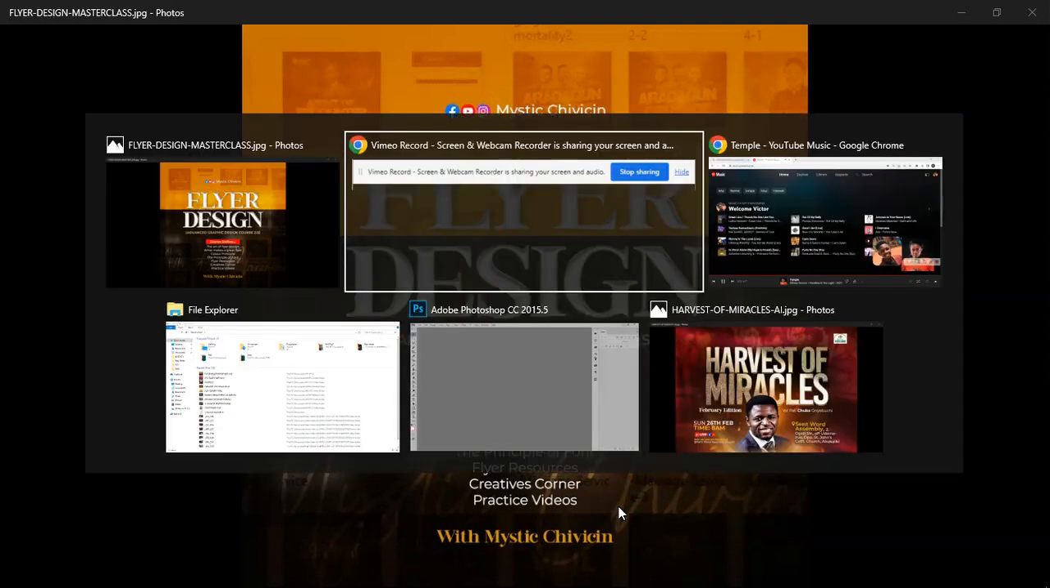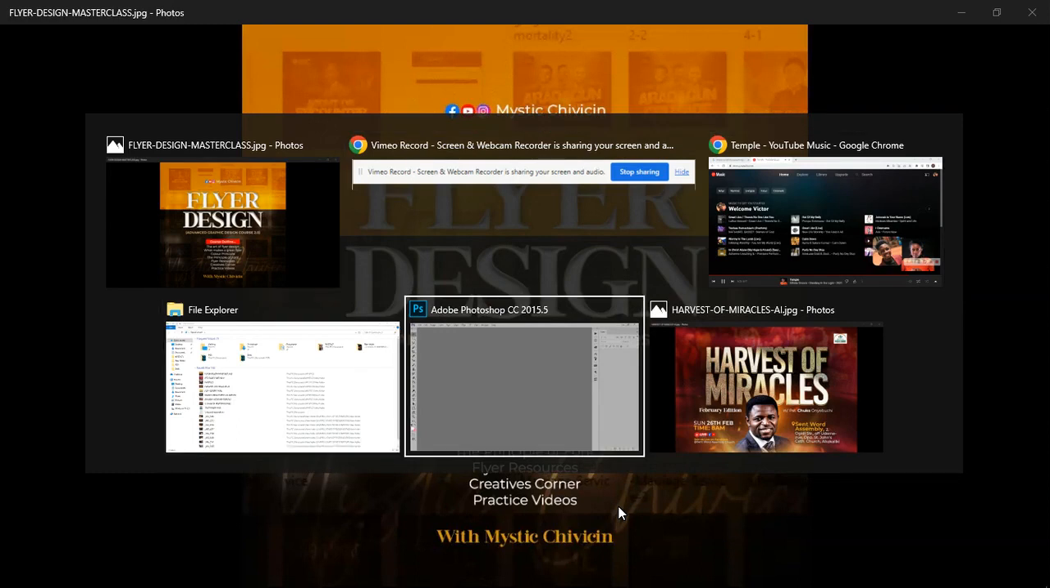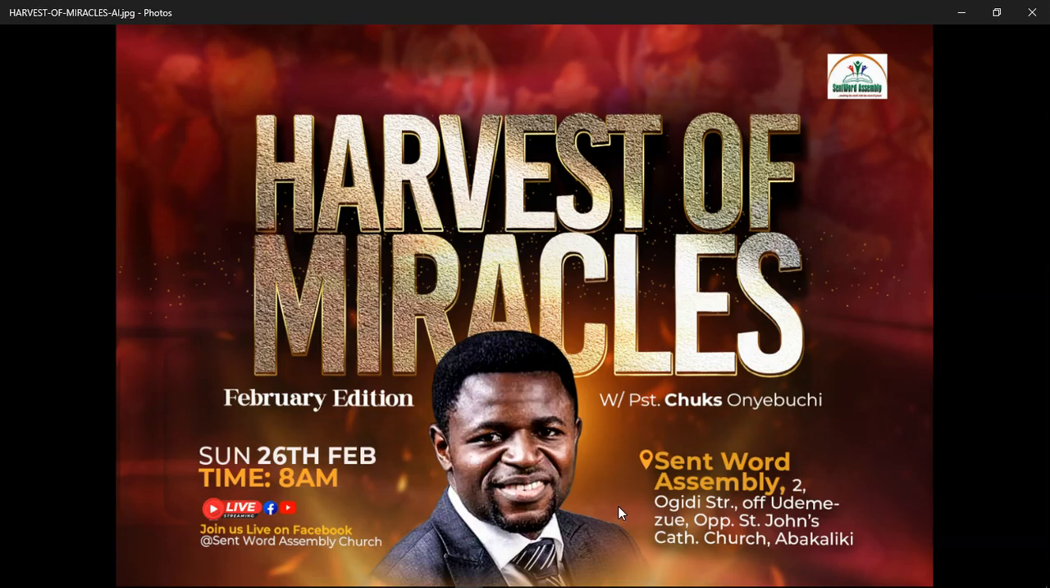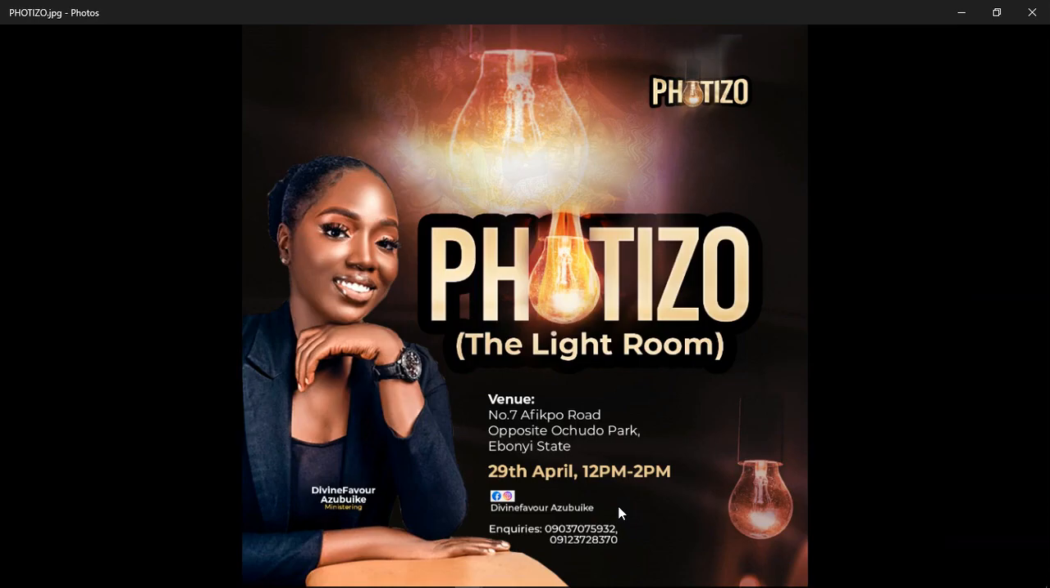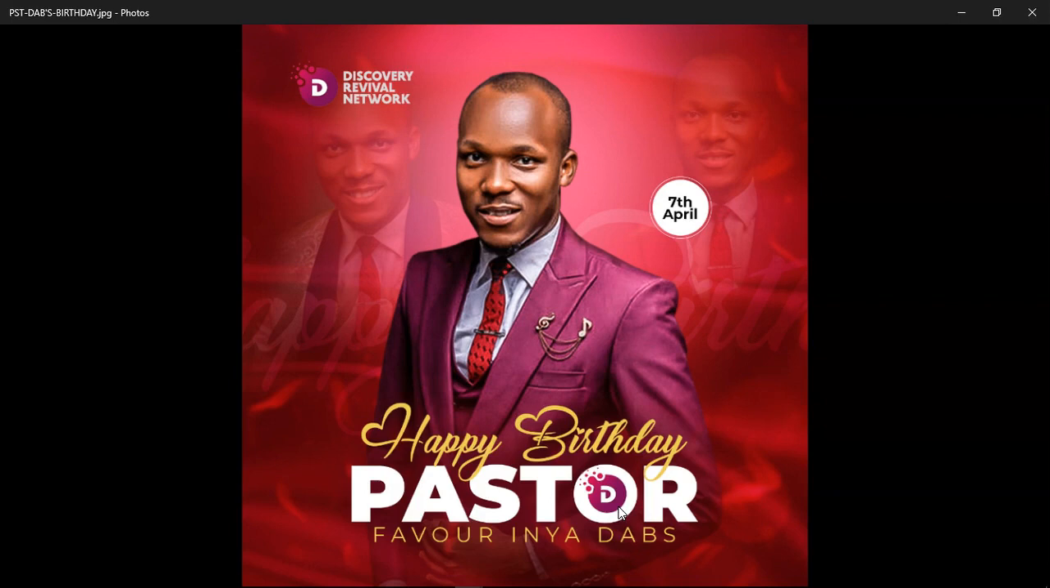Now look at these flyers I'll be showing you. Look at this flyer. Very beautiful. There are principles behind these flyers. Look at this flyer, 14th of the Lightroom. All these flyers I'm showing you now, I designed them. Look at this flyer, it's a birthday flyer. Very beautiful. There are principles behind them. Don't just get wowed by them. These are the principles you'll be looking at in this course.